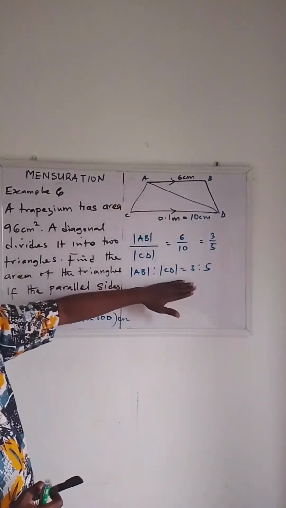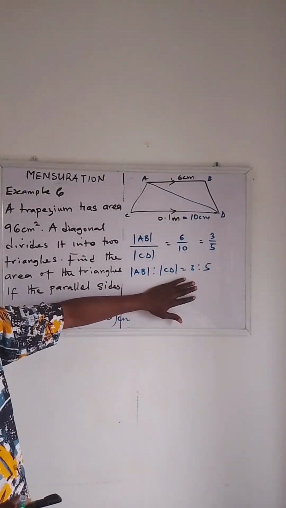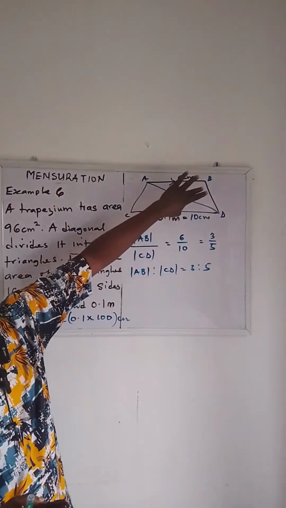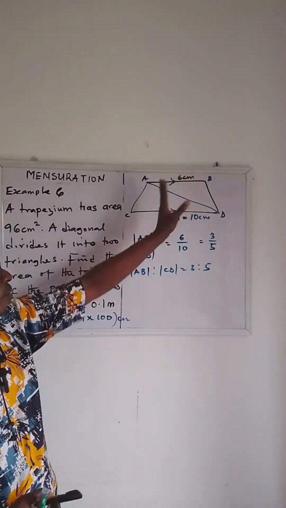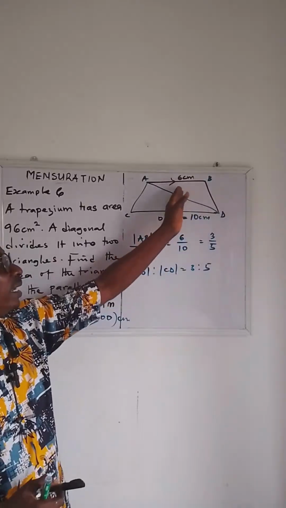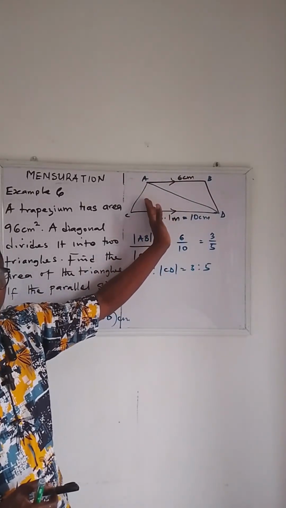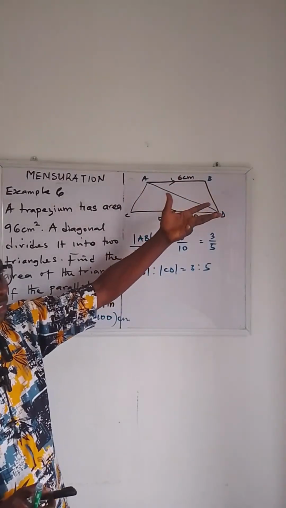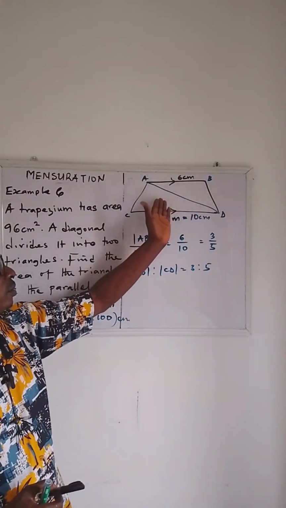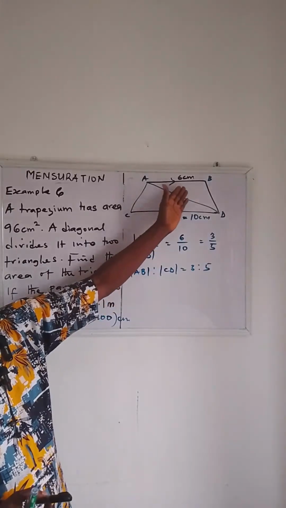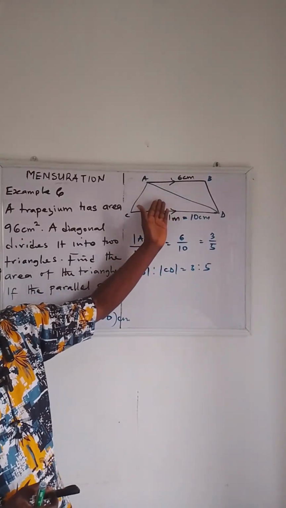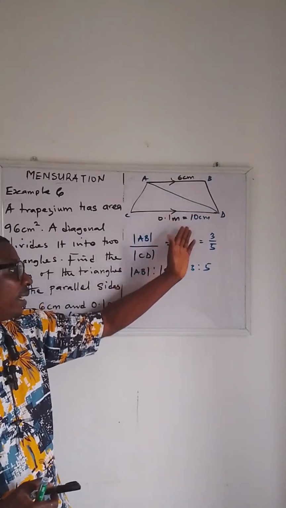Now the ratio of the sides has a lot to do with the area as well. Once this is divided, the triangles are not the same. We don't even know if they are the same, so of course we are going to have different areas. So how do you now get the area?